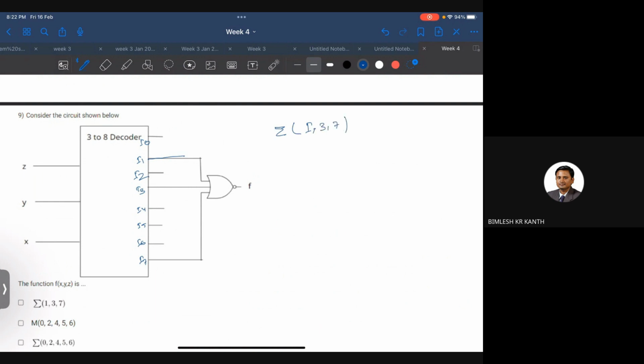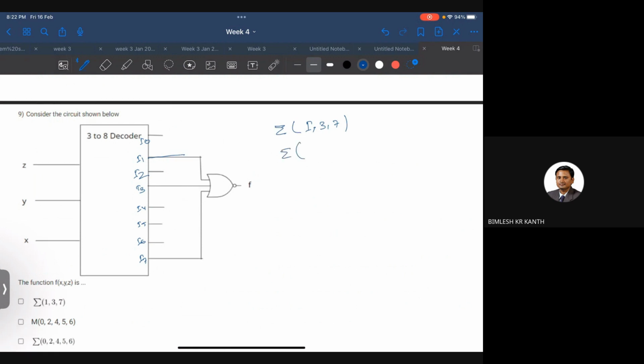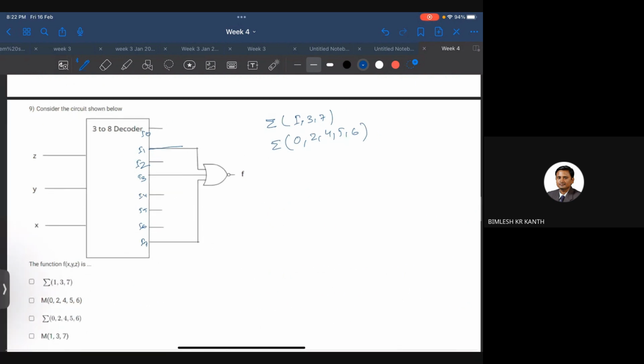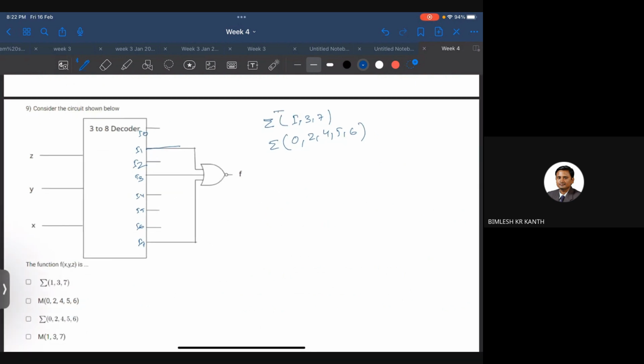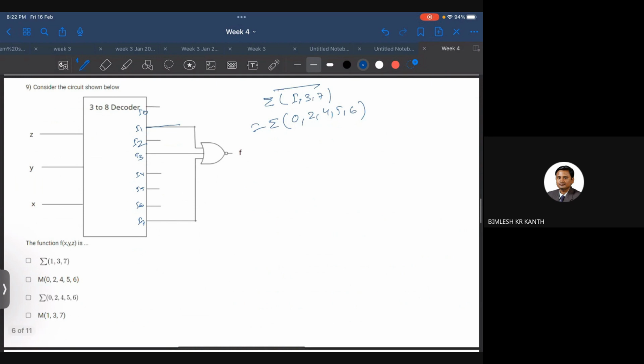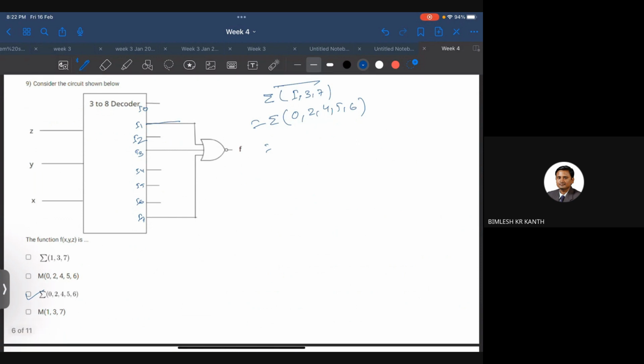But you can say there is a negation, right? Here it's negation again. So it will be summation of 0, 2, 4, 5, 6. Again negation. And we are asking the 0 to 4, 5. So this will be the right answer. And if you write in the POS, because it is a NOR gate, it will be 1, 3, 7. So this will be the correct answer.